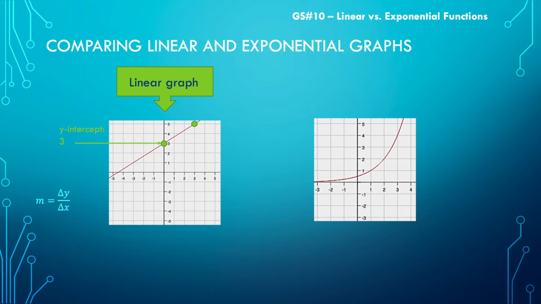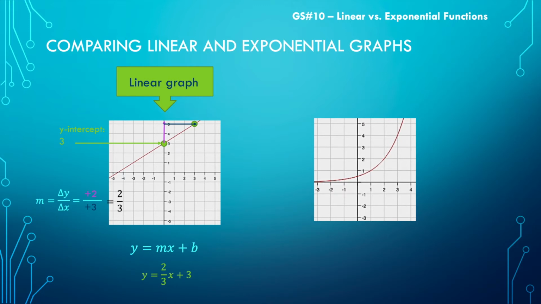I'm going to start, in this case, with the left-hand point. Notice that we are going to rise 2 units. Okay, and then from there we're going to run 3 units. So that means my slope is 2/3. And with my slope and my y-intercept, I can write my function. I can say that my function is y equals 2/3 x plus 3.